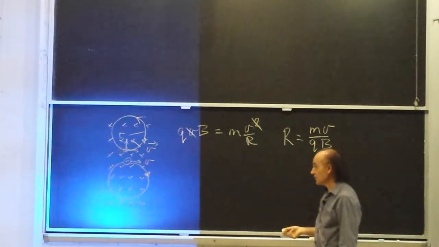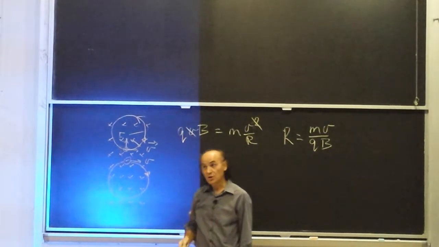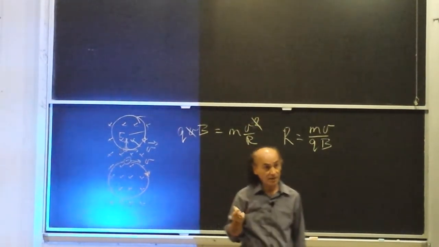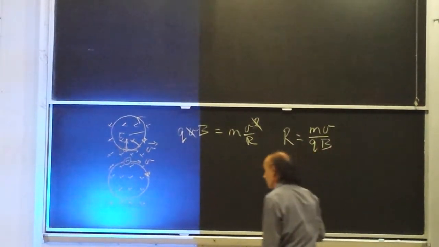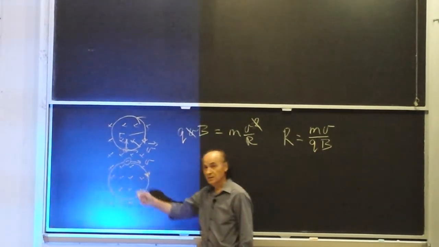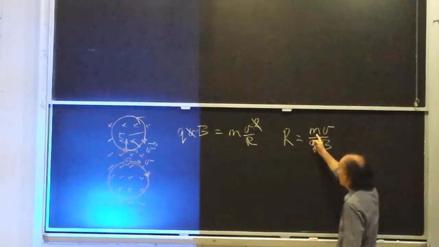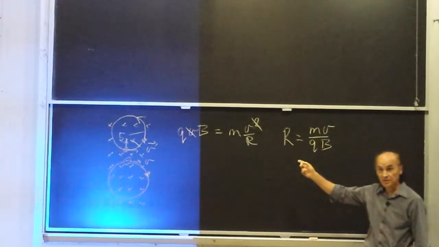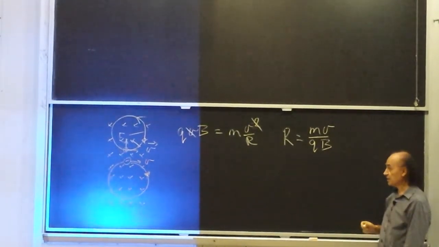For example, if this was a proton and this was an electron, not only is the charge a different sign, but the masses are very different. The masses are different, so the electron has much less mass. Less mass, less radius, provided the velocity and magnetic field are the same.